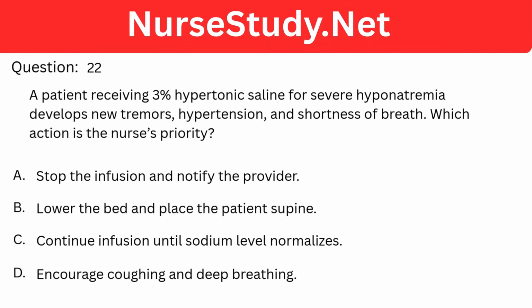Question 22. A patient receiving 3% hypertonic saline for severe hyponatremia develops new tremors, hypertension, and shortness of breath. Which action is the nurse's priority? A. Stop the infusion and notify the provider. B. Lower the bed and place the patient supine. C. Continue infusion until sodium level normalizes. D. Encourage coughing and deep breathing.